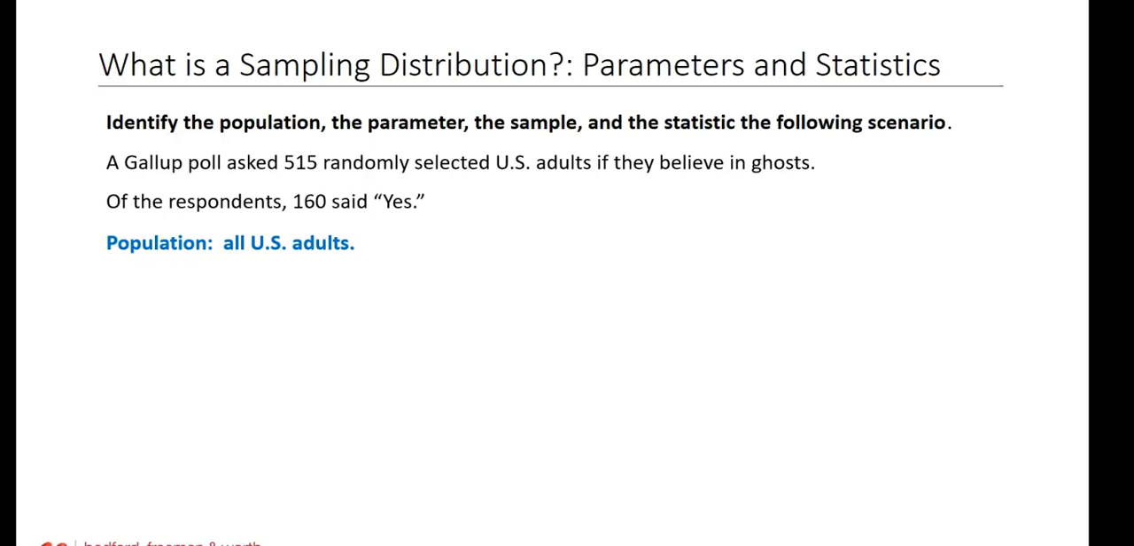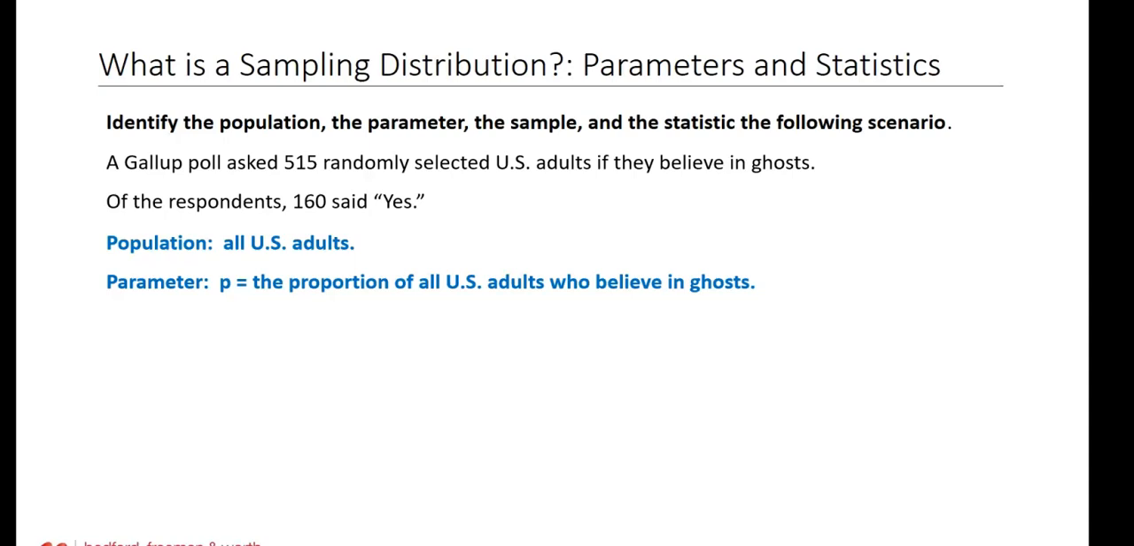The parameter describes the population. So I think we're looking for what percentage of U.S. adults believe in ghosts: the proportion of all U.S. adults who believe in ghosts. Be very specific. Notice they paired it back to the population, all U.S. adults. It's tempting just to say all adults or something, but we want to be as specific as possible. What is the sample?